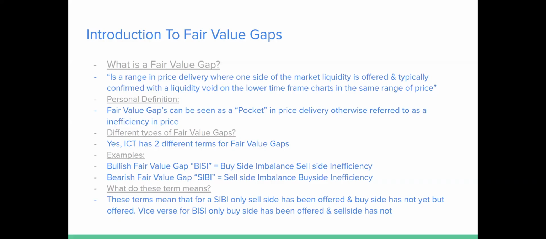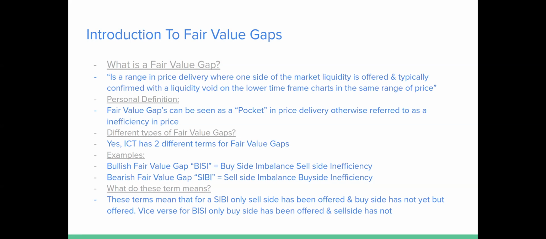So, introduction to fair value gaps. What is a fair value gap? A fair value gap is a range in price delivery where one side of the market liquidity is offered and typically confirmed with a liquidity void on the lower time frame charts in the same range of price. Personal definition: fair value gaps can be seen as a pocket in price delivery, otherwise referred to as an inefficiency in price. Those definitions may be a little confusing, so I will show you with a chart example what it looks like.